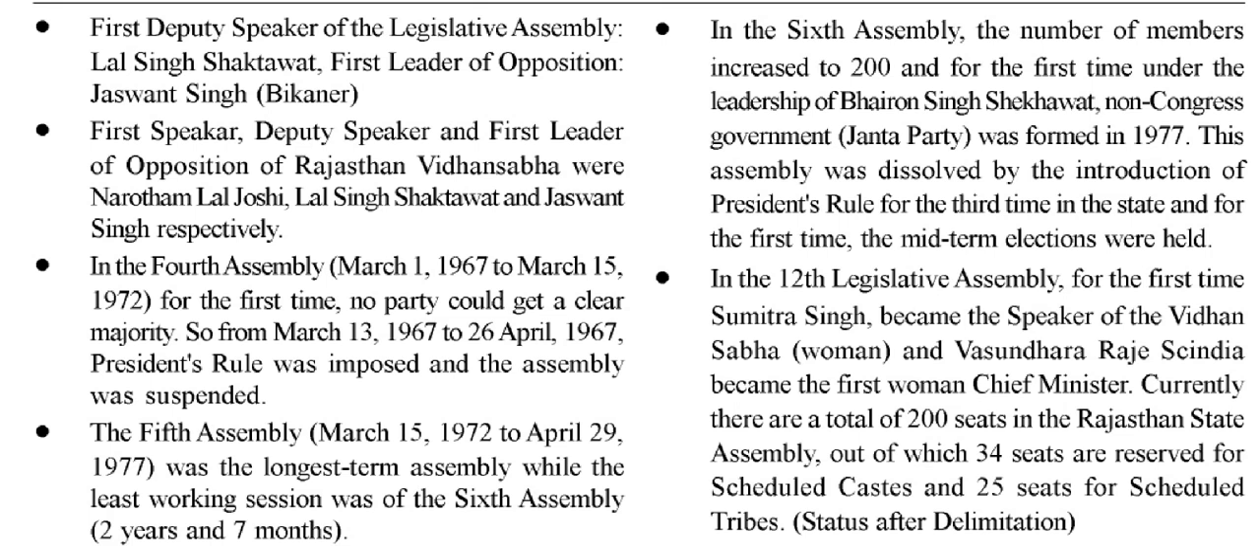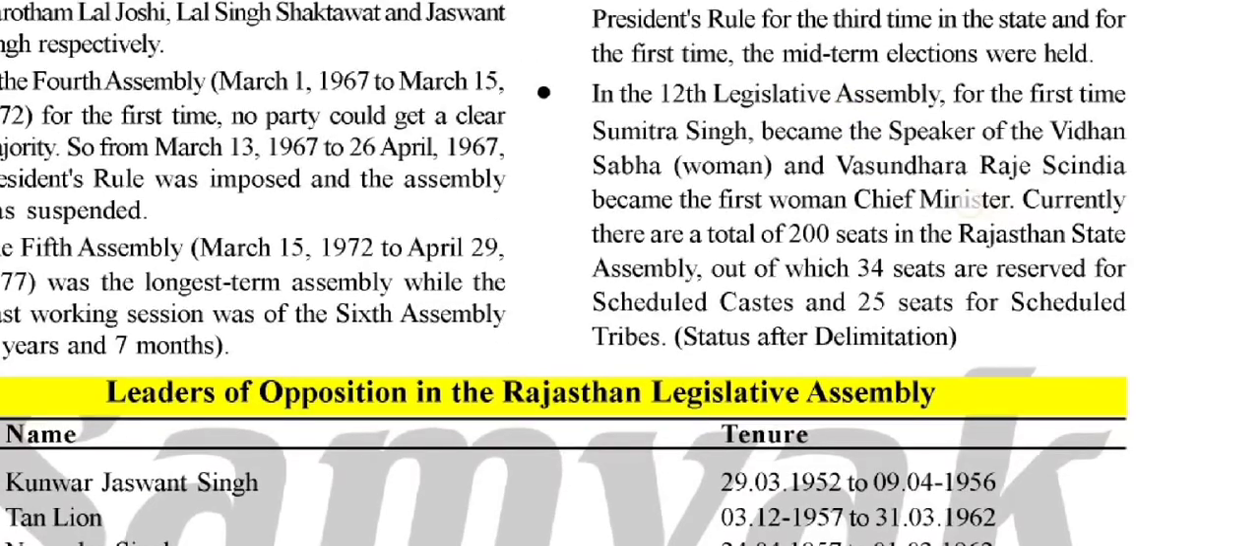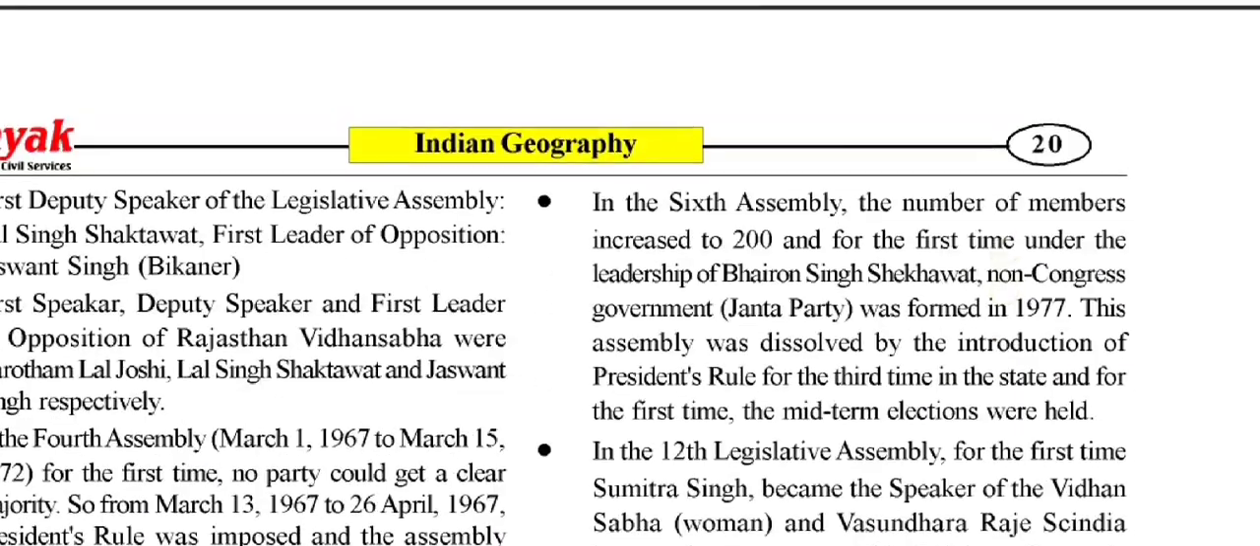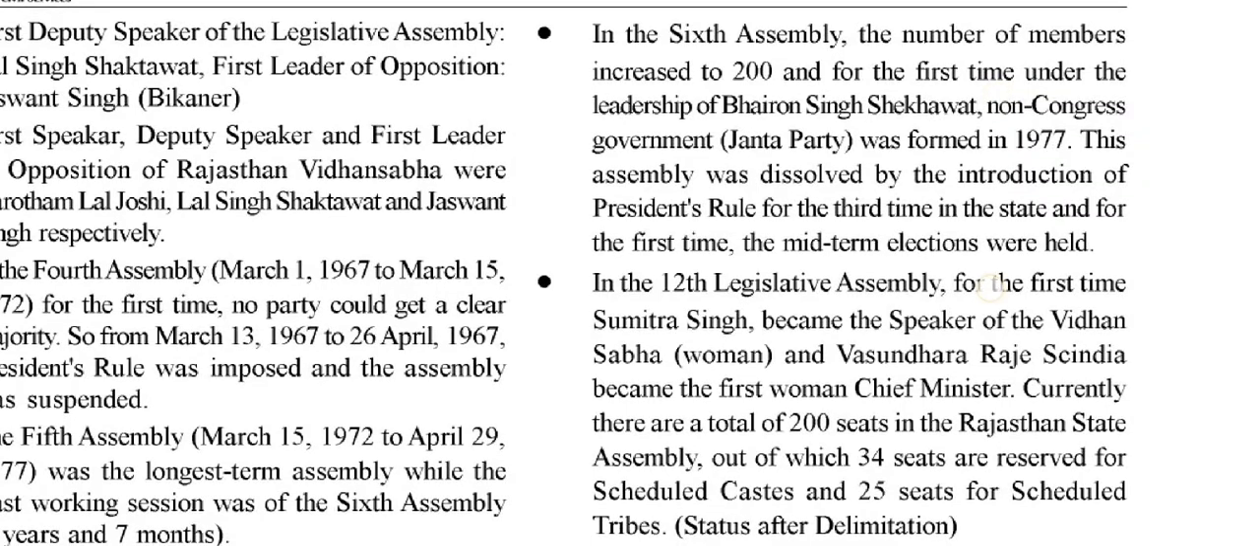So from March 13, 1967 to 26 April 1967, President's rule was imposed and the Assembly was suspended. The 5th Assembly, March 15, 1972 to April 29, 1977, was the longest term Assembly, while the shortest working session was of the 6th Assembly, 2 years and 7 months. In the 6th Assembly, the number of members increased to 200 and for the first time under the leadership of Bairon Singh Shekhawat, a non-Congress government, the Janata Party, was formed in 1977. This assembly was dissolved by the introduction of President's rule for the third time in the state and for the first time midterm elections were held.